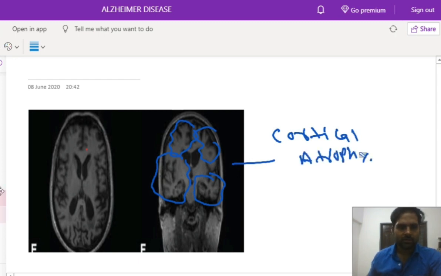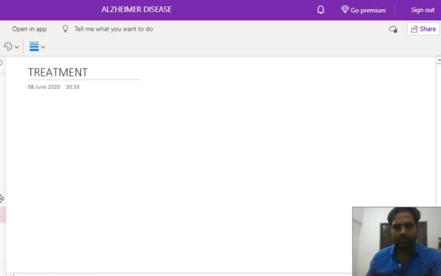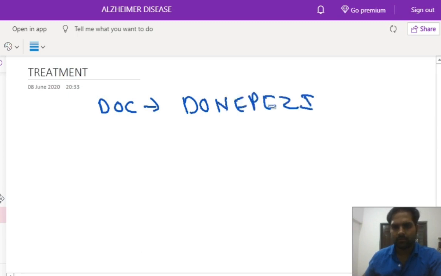Now let's move to the treatment part. For treatment, we have a drug of choice by the name of donepezil. Donepezil is the drug of choice for Alzheimer disease. So this is all about Alzheimer disease that you should know.